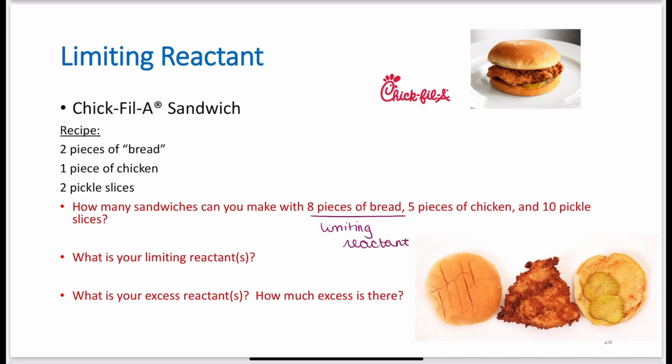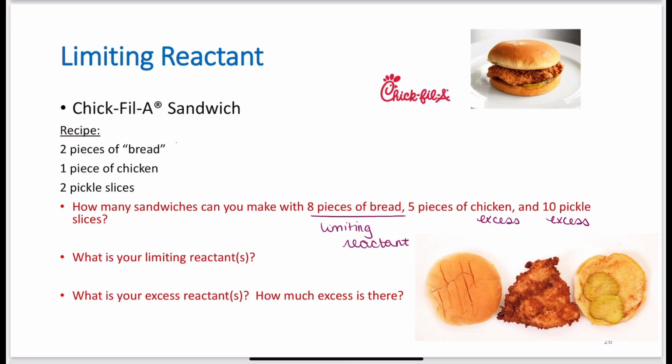The amount of bread I have is going to limit how many sandwiches I can make. We're going to say the chicken and the pickle are in excess, because I have more chicken than I can make sandwiches and more pickles than I can make sandwiches. But what if we did this mathematically?